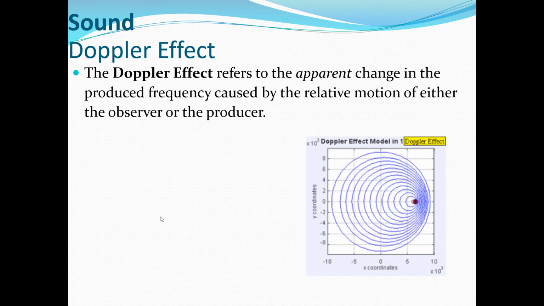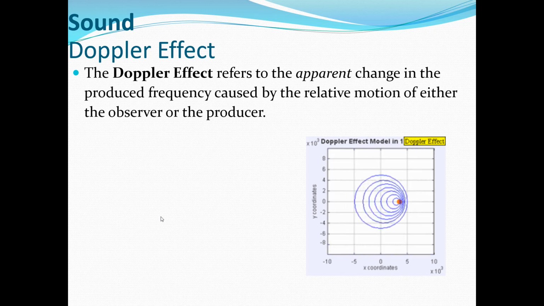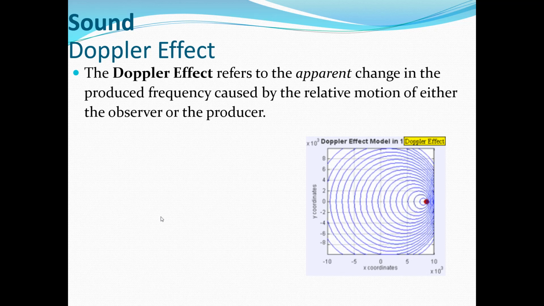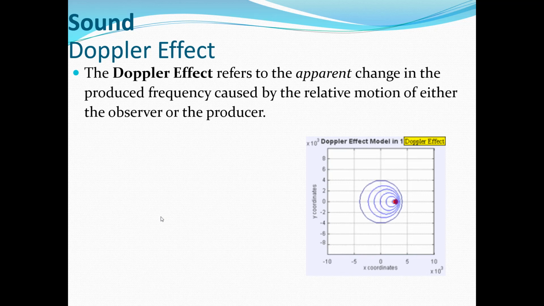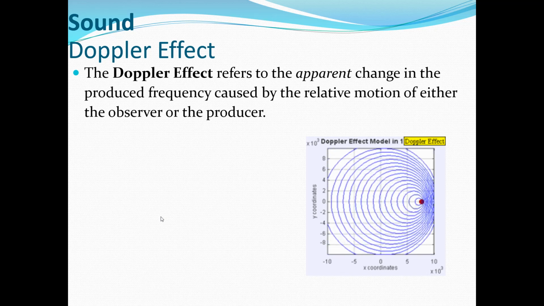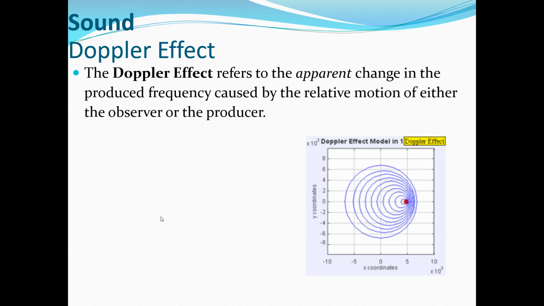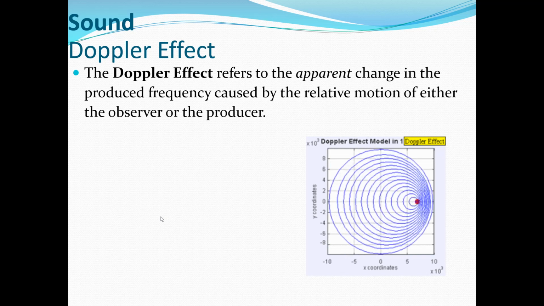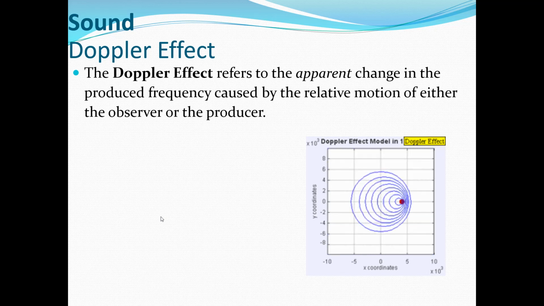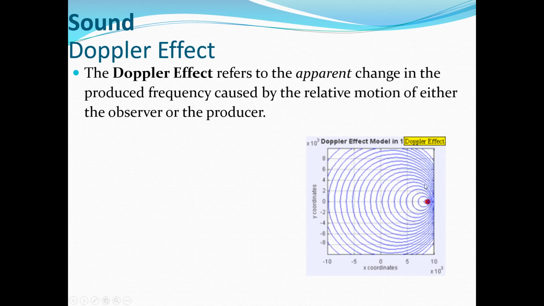So what ends up happening is that as a system moves, it will actually change the frequency that an observer will hear. But the object doesn't have to move. The source of the sound does not have to be the one moving. It could also be the observer that's moving. But the main idea is that there has to be some sort of relative motion between the observer and the producer.